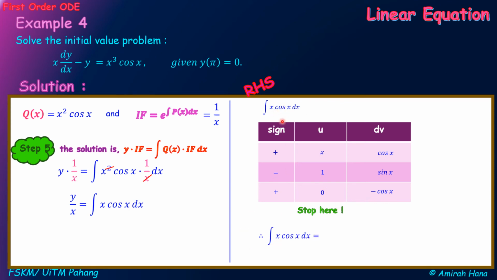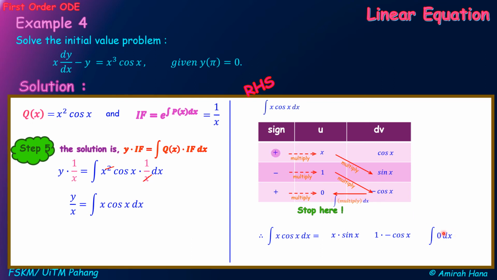And after that, the integration of x cos x dx equals: we multiply x and sin x, then we put it here. And after that, we multiply 1 and negative cos x, so we put it here. And then, for the last row, we need to multiply horizontally. So we multiply negative cos x and 0, but we need to put the integration sign and dx at the back. So negative cos x times 0 equals 0, and then we put the integration sign and dx.